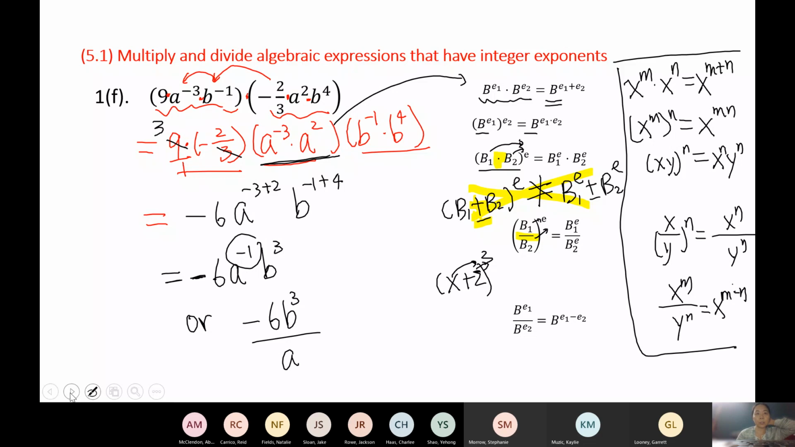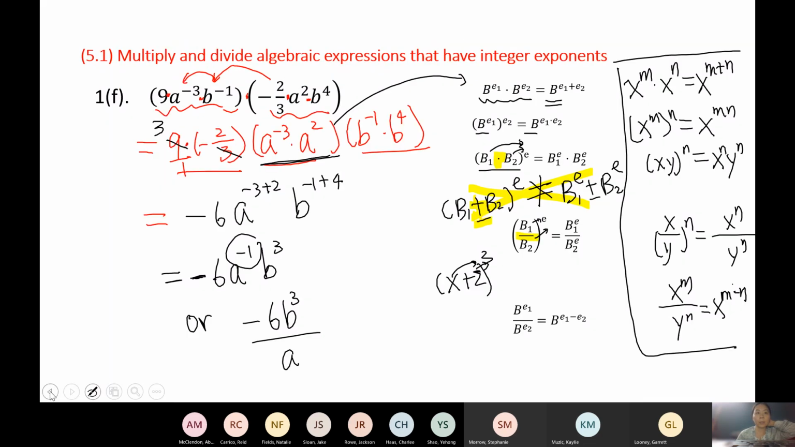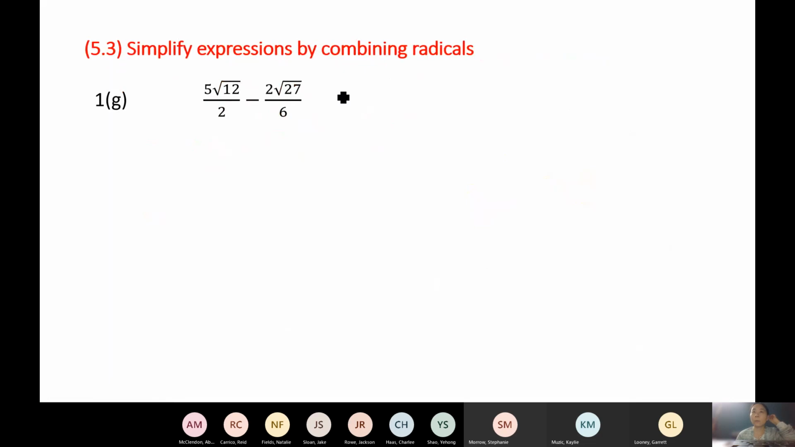All right, the next question is gonna, whoops, did I skip one? No, okay. The next one is the radicals, combining radicals. First, you have to simplify all the radicals because when can we combine radicals? They must match. If I give you something like this, you cannot subtract them directly. You can only add or subtract the same radical.